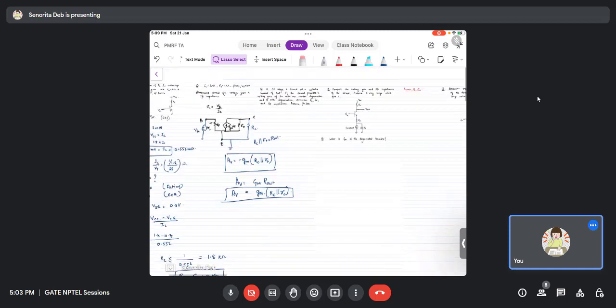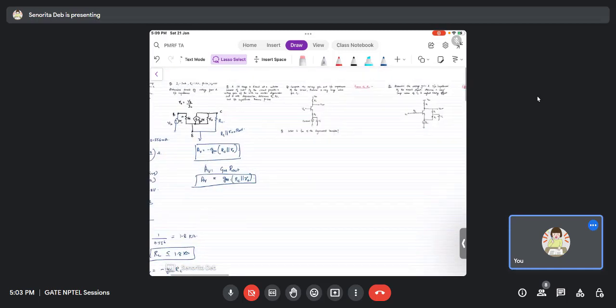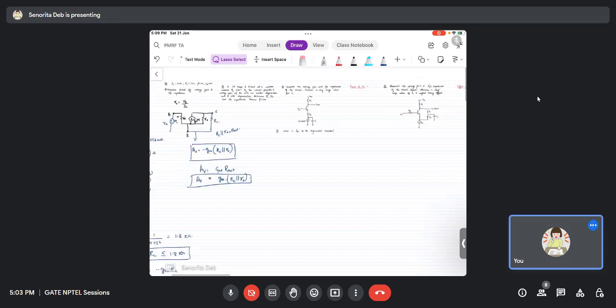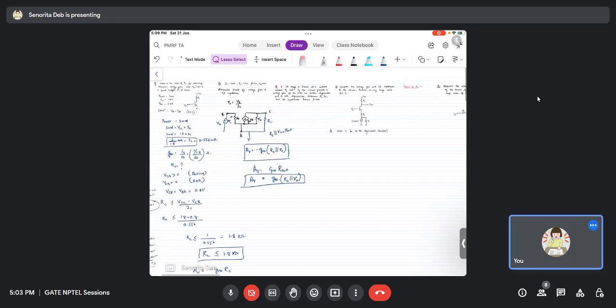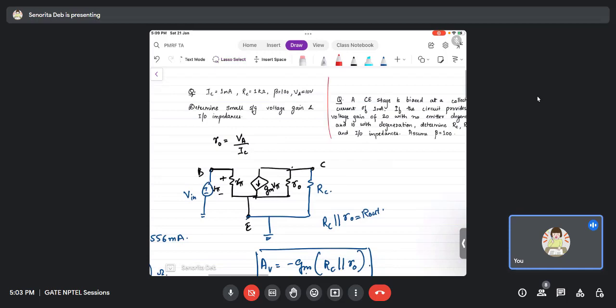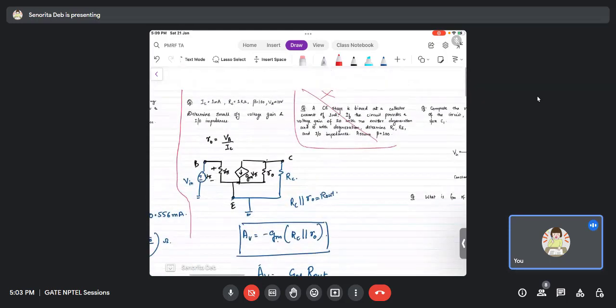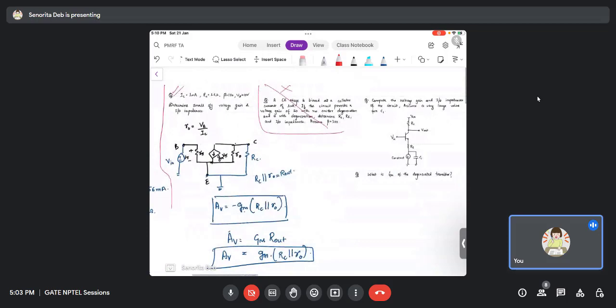Okay, so now this was the question, and this is what you have to solve. So please start solving. IC is 1 milliampere, RC is 1 kilo ohm, beta is 100, VA is 10 volts. Now what is beta? Beta is nothing but gm times r pi. So please solve it.